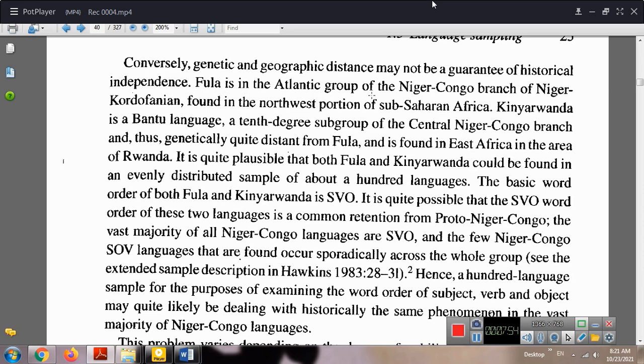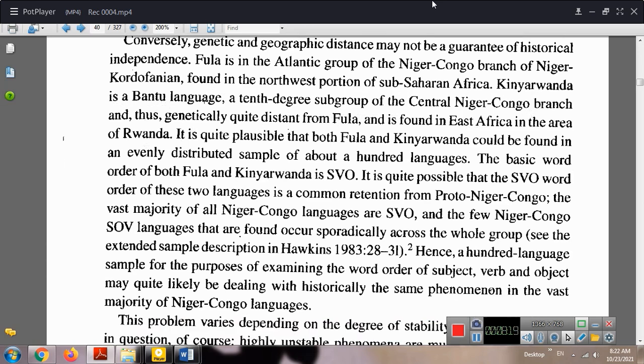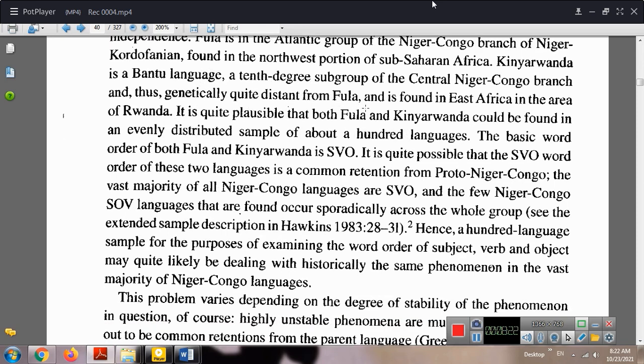Fula is in the Atlantic group of Niger-Congo, a branch of Niger-Kordofanian, found in the northwest portion of sub-Saharan Africa. Kinyarwanda is a Bantu language, a 10th-degree subgroup of the Central Niger-Congo branch, and thus genetically quite distant from Fula, and is found in East Africa in the area of Rwanda. Here we read that these two languages are genetically independent from each other.